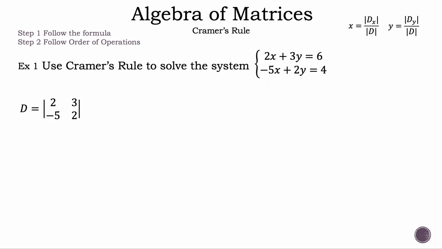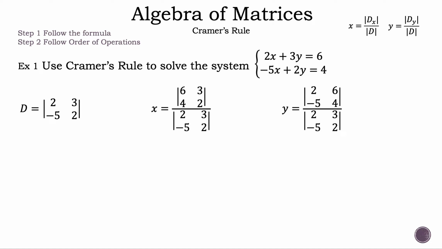Now, we're going to write down the x point of our ordered pair, and the determinant on the bottom is the determinant of the coefficients. The determinant in the numerator, or determinant sub x, has the second column of the determinant of the coefficients, and we have replaced the first column with the constant terms 6 and 4. That is the x part of our ordered pair.